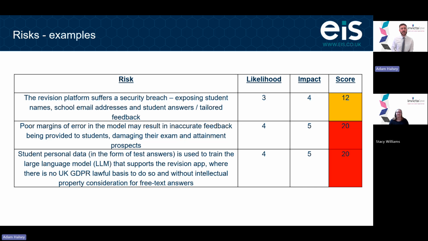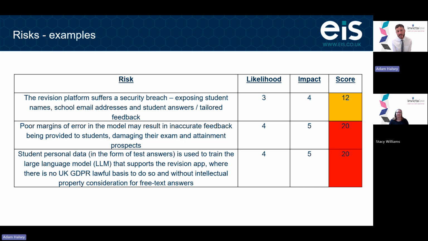So what we've done here is given you a few, very few examples of risks and how that might look actually within the DPIA itself. So probably in your DPIA template, you'll have something like this, where you have a table where you can set out the risk, describe it, and then score it. Actually have a bit of a think about.